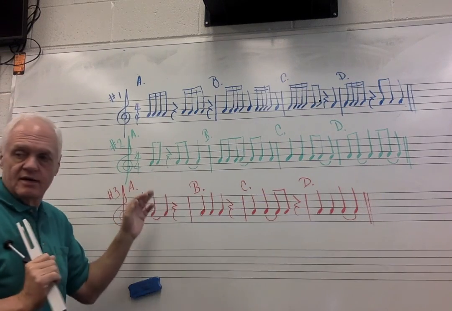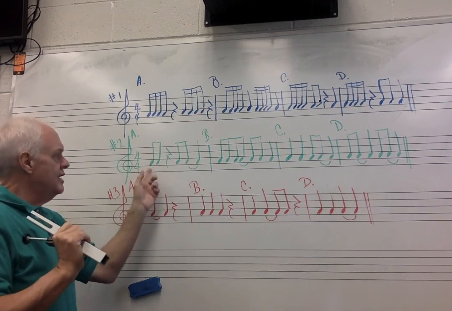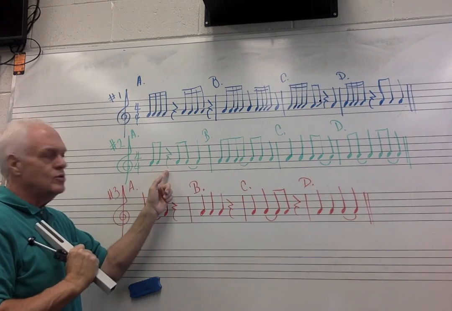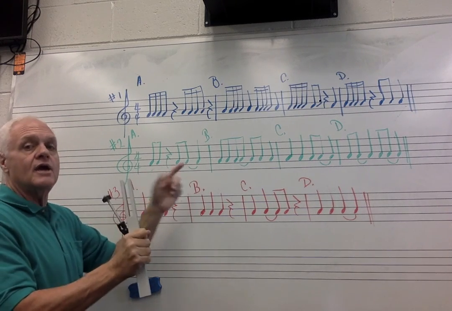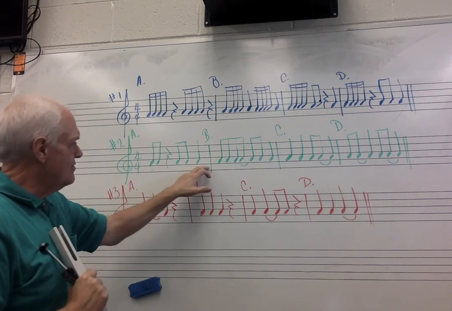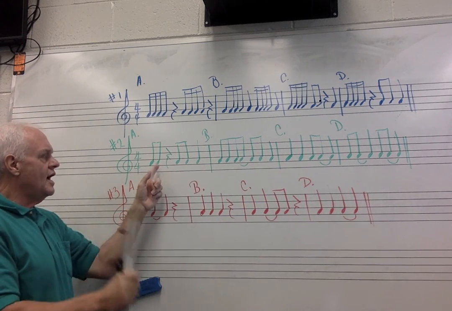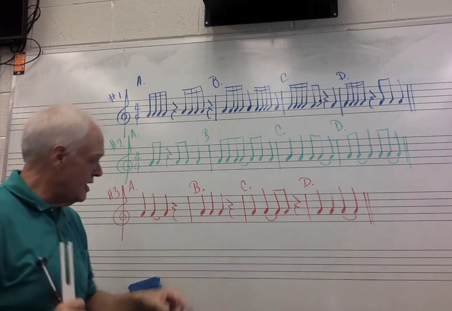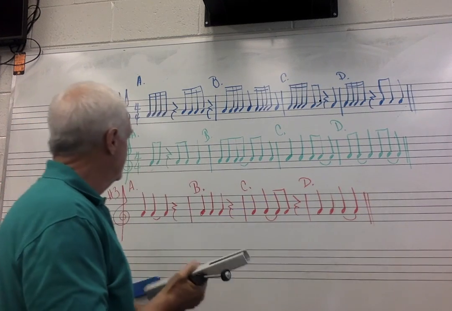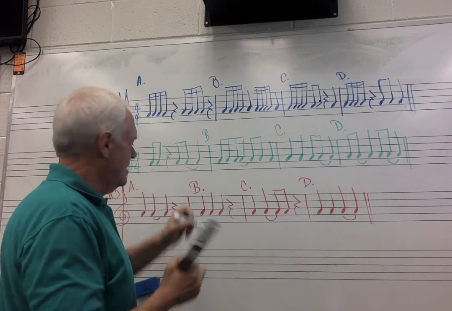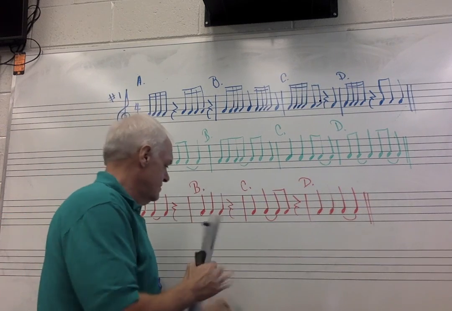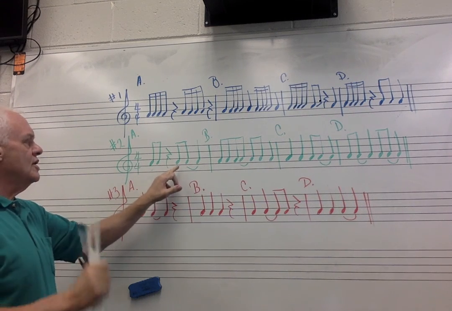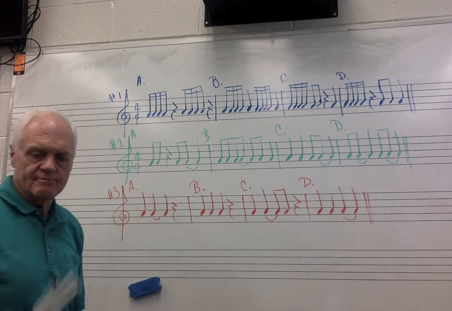If I was playing this in handbells, it would be like this. 1 and 2, 3 and 4. If you didn't have the tie, it would be 1 and 2, 3 and 4. But we do have a tie. And that's how you do it. 1 and 2, 3 and 4. All right.